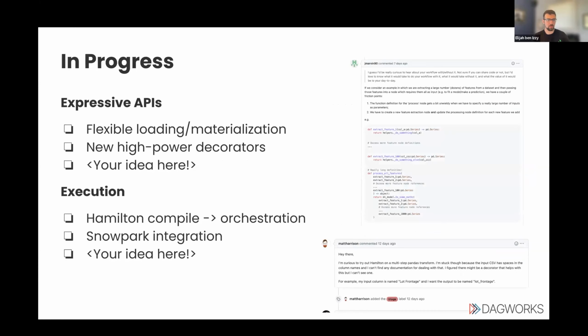All right, in progress, we're working on more expressive APIs, so flexible loading and materialization. I didn't show it here, but we have all sorts of ways to decouple the loading of the code from the actual transformations and saving of your data. New higher-power decorators are really exciting, ways to perform macros and make it extremely expressive. And we're always listening to new ideas. For the execution side, we're thinking of building out the ability to compile Hamilton code to, say, Airflow. So you write your code in Hamilton, which is easy to think about, press a button and it gets compiled down to the right Airflow DAG. Snowpark integration, and a whole host of ideas.